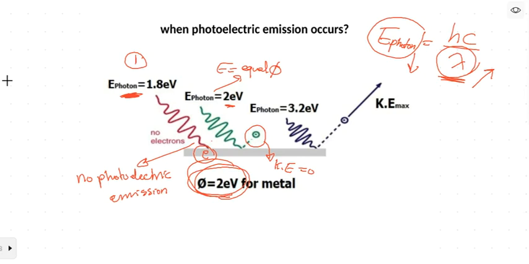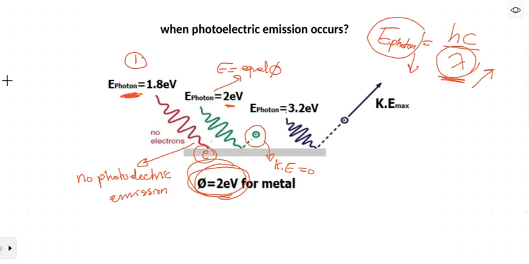No more extra energy to move these electrons, or let this electron leave the surface with kinetic energy. Now let's see the last case. But here we have photoelectric emission, because the electron is leaving. The photoelectron is emitted.